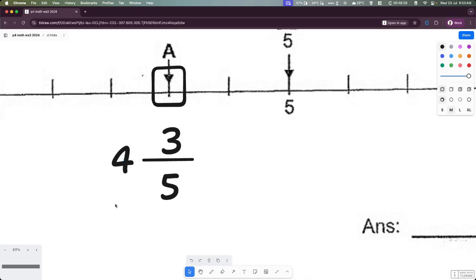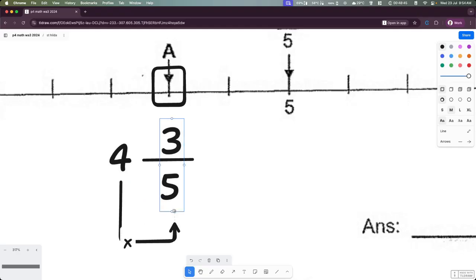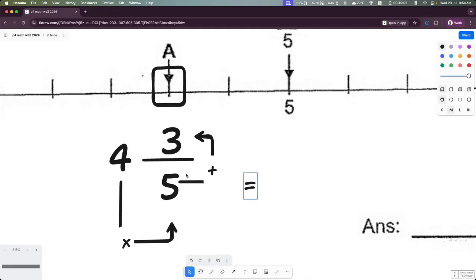Let me put it as such. So 4 over here times 5. What we want to do is multiply this. This one is easier like this. Let me put it below here. 4 times 5 like this, and after that we also want to add the 3 in this case over here. So we want to add. All right, so what will this look like?